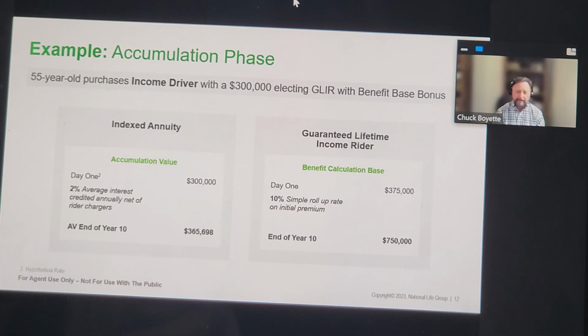And if you compare that just to an annuity that is going to accumulate, day one they put in $300,000. We're assuming an average 2% credit interest rate, net of any kind of charges. And then at year 10, they would have $365,000. So almost twice as much with the guaranteed lifetime income rider with income driver 10. And again, that amount is guaranteed because the bonuses are guaranteed.